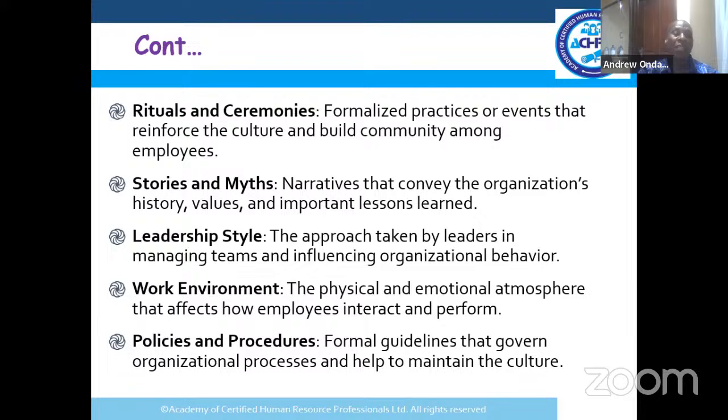Another aspect of culture are policies and procedures. Policies are the anchors of our culture. If we want to promote a culture of professionalism, our policies should also address the element of professionalism, professionalism in all the areas of operation as HR managers. So we must develop policies that promote a culture that is acceptable.